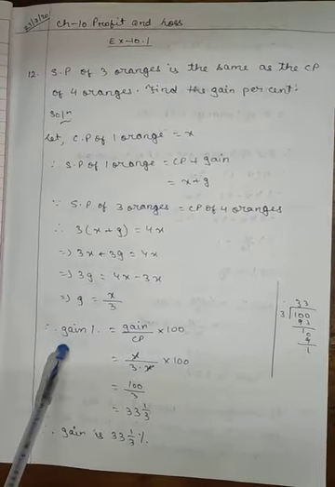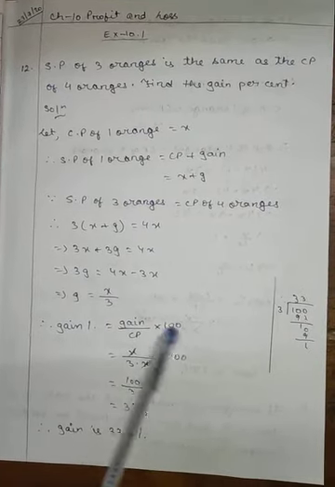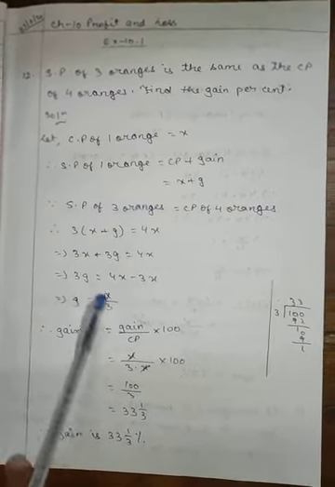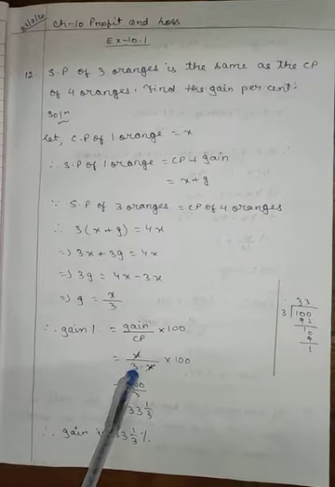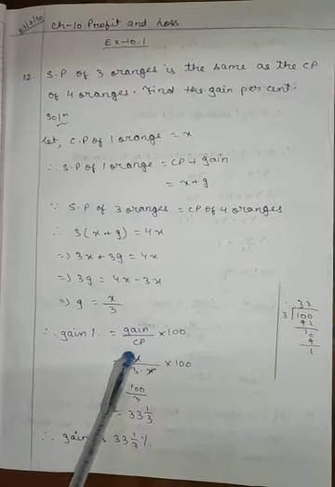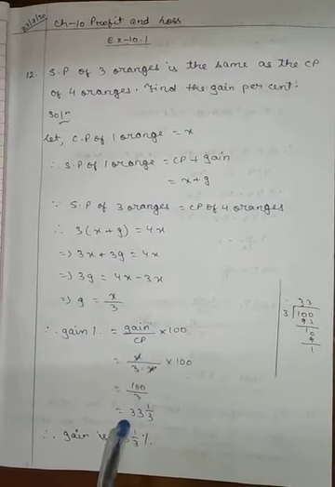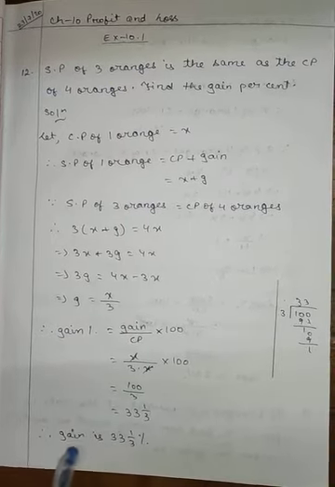Therefore, gain percent is equal to gain by CP into 100. Gain is X by 3. X is the numerator, 3 is the denominator, and CP is also X. X cancel it, 100 by 3. In mixed fraction, we get 33 1 by 3. So the gain is 33 1 by 3%.